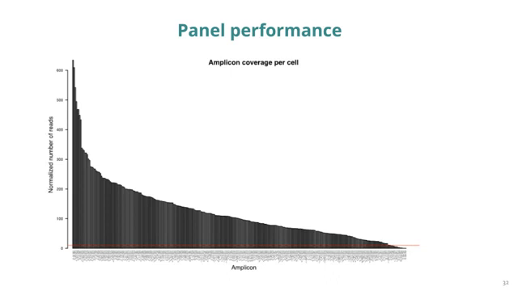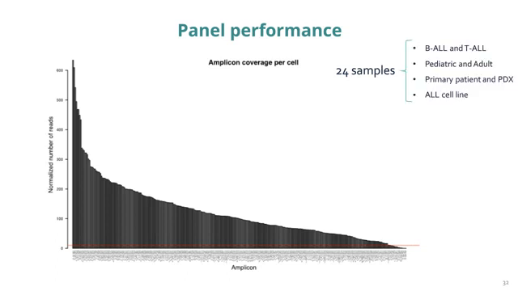This is really dependent on the panel and the selection of the genes, but not on the sample. So this plot is the average of 24 samples, and for all the samples, the distribution was very similar. Always the high performing and low performing amplicons. These 24 samples are from 9 different patients and include both B-ALL and T-ALL leukemias from either pediatric or adult cases. We also sequenced 2 xenograft samples and 1 ALL cell line. And the panel performance was always very similar. So this panel is validated and can be used for all these kinds of samples.